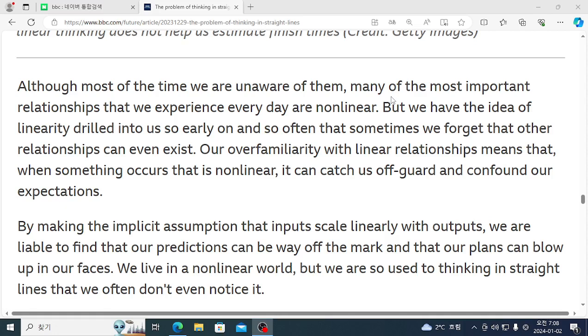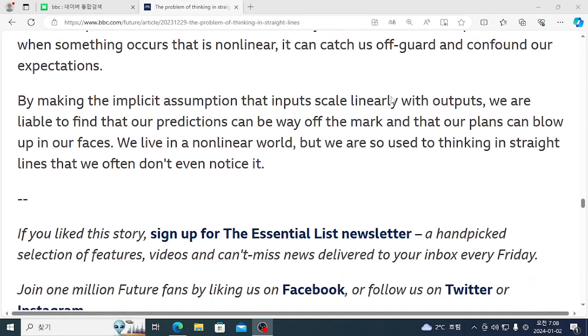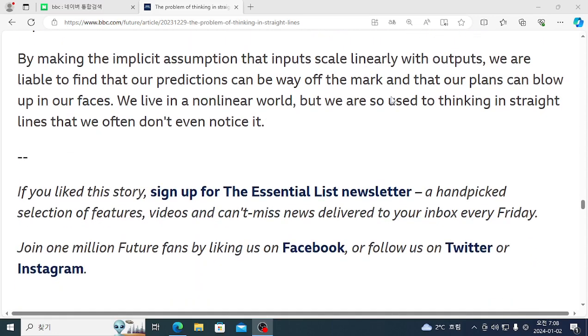Our overfamiliarity with linear relationships means that when something occurs that is non-linear, it can catch us off guard and confound our expectations. By making the implicit assumption that inputs scale linearly with outputs, we are liable to find that our predictions can be way off the mark, and that our plans can blow up in our faces. We live in a non-linear world, but we are so used to thinking in straight lines that we often don't even notice it.